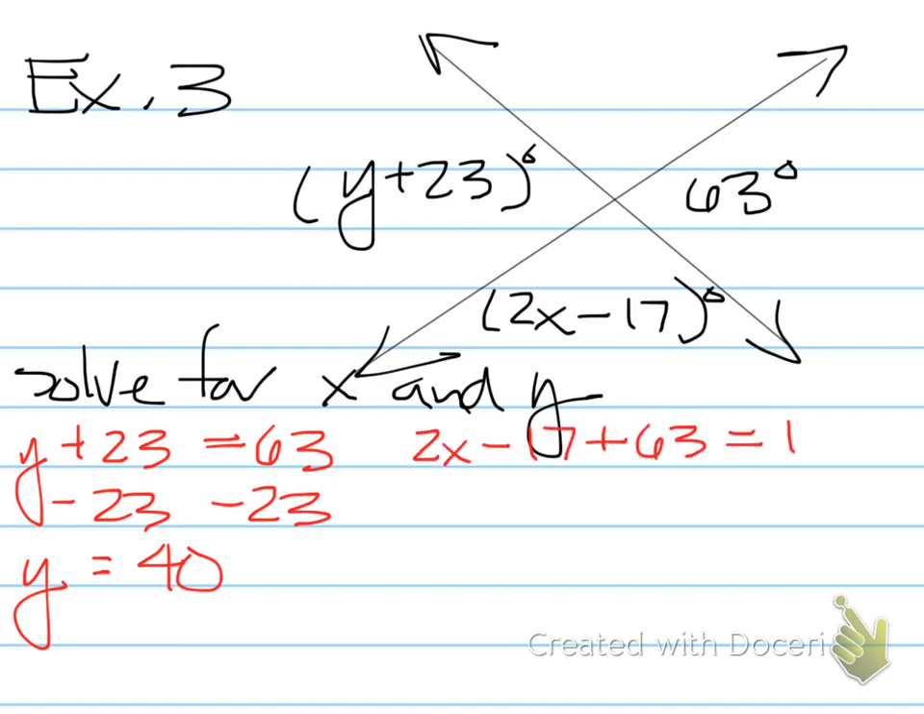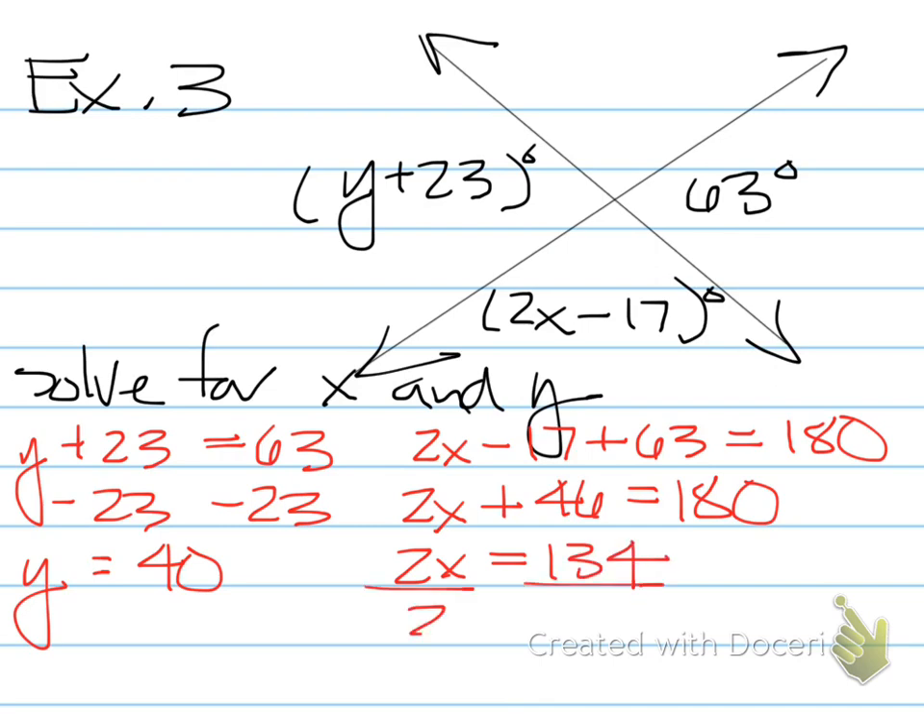And then to find x, the 2x minus 17 degree angle and the 63 degree angle form a linear pair, so they're supplementary. So I'm going to add those two angles up and set them equal to 180. When I combine the like terms, negative 17 and 63, I get 46. Subtract that 46 from both sides. 2x equals 134. Divide both sides by 2, and x equals 67.